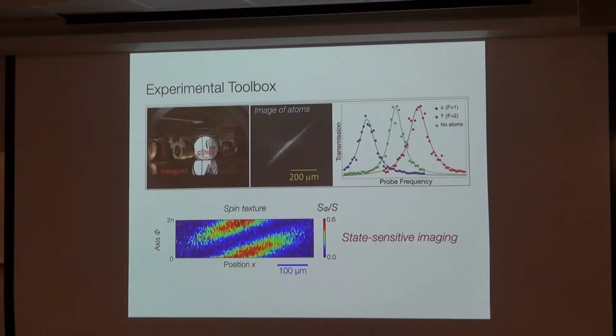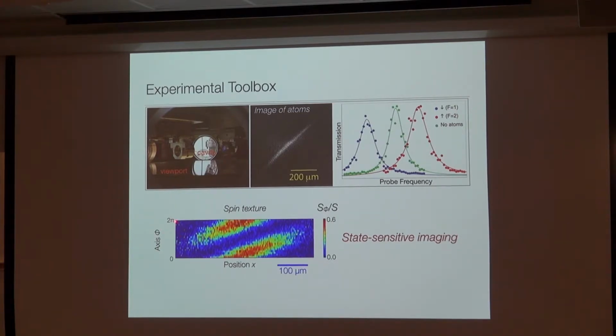So to get to something that's beyond what I can describe in terms of a single collective spin of the ensemble, I need to do not only collective measurements, this is in some sense a collective measurement of the total spin of all the atoms, but I also need some kind of local measurements. And so the ingredient that we said we need to add to our toolbox is state-sensitive imaging.